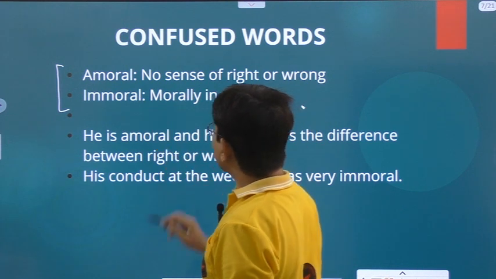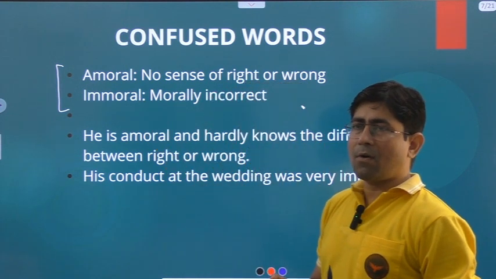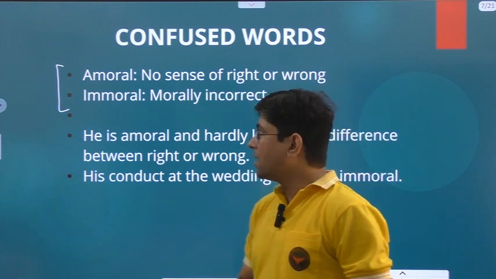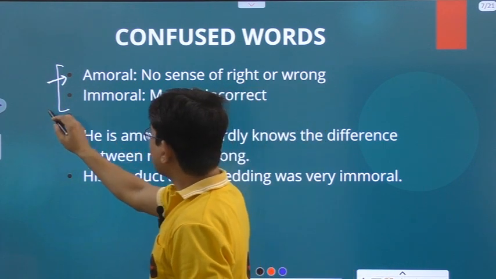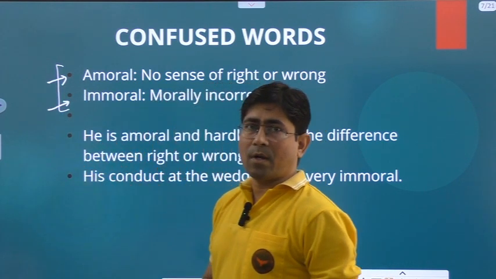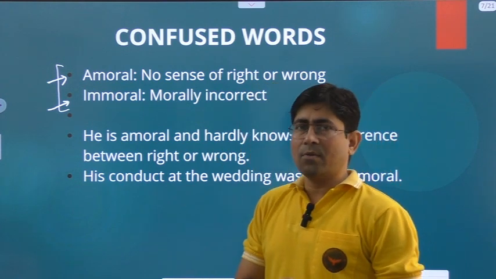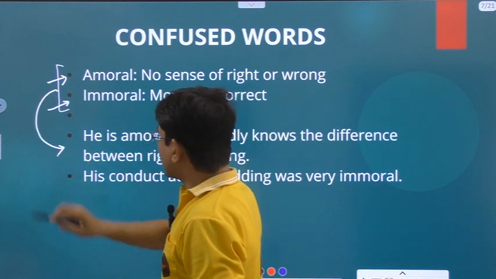So amoral means no sense of right or wrong. If you don't have the sense of what is wrong and what is right, if you are unable to differentiate between right and wrong, you can use the word amoral. And immoral is morally incorrect. If you don't have any moral values, you can use immoral. Let's see how to use these words in sentences.